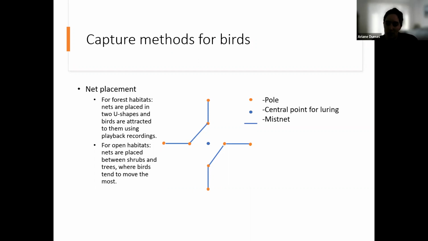But in the case of my project, I also wanted to be able to capture the bird species that live in the forest. And it was quite a challenge to catch them in the forest, because forest birds tend to move much higher from one branch to another in the forest trees. So we don't catch them just by putting the nets in the forest. What we did is that we used auditory lures to attract the birds into the nets.